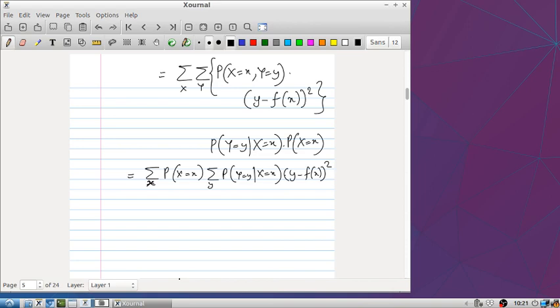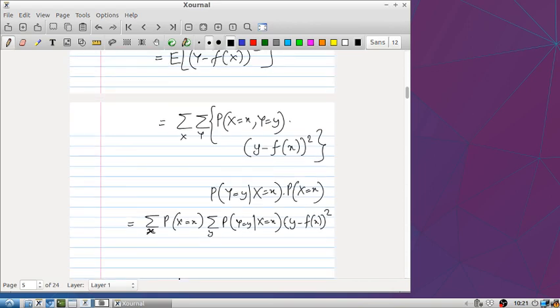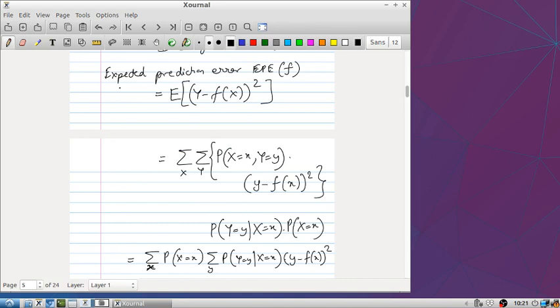And now let's try to understand. So this was just the definition of the expected prediction error. I want to find an f which minimizes this expected prediction error. So, I told you the joint distribution between x and y. Can you give me an f which minimizes this error? The expectation is on this term here.